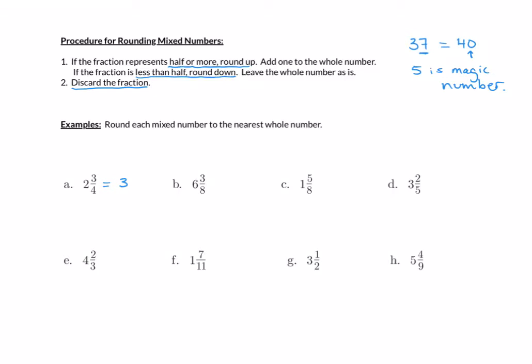Example B, 6 3/8. If I have 3 out of 8 pieces of candy, then my friend has 5 and they have more than I do, which means that I'm not happy. So this is one where we want to round down. Remember, when we round down, we leave the whole number the same, and we discard the fraction.